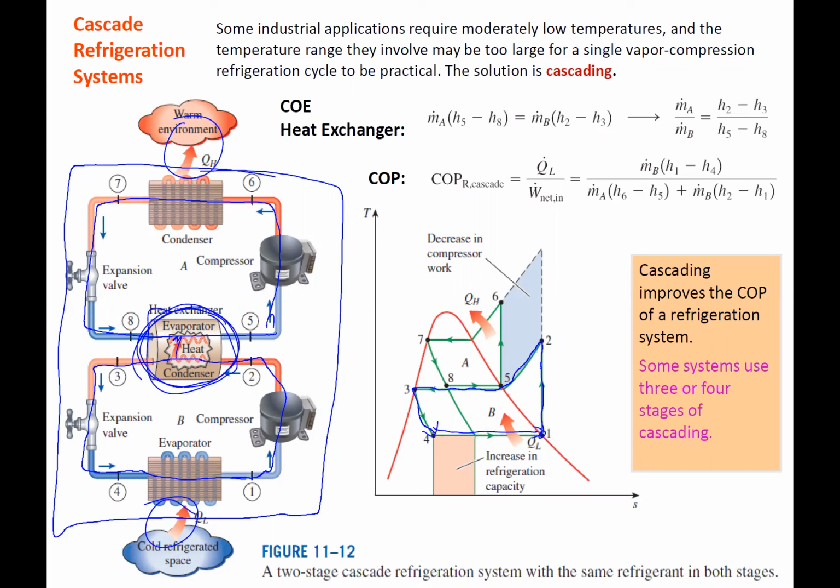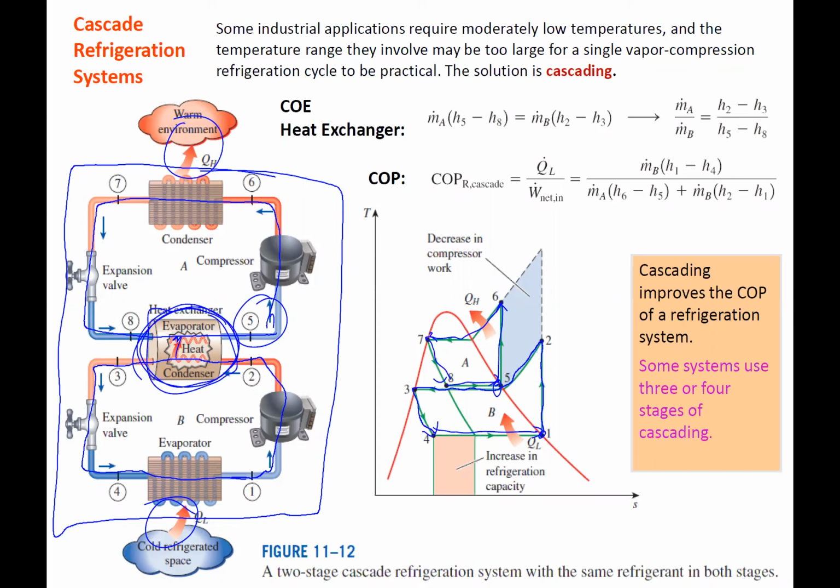Now we have the upper one. We'll start at the inlet to this compressor, state 5, again saturated vapor. So we go to 6, now we go to 7 through the condenser, 8 through our throttling valve or expansion valve, and then 5 through the evaporator section there, okay? So what does this mean to performance? We kind of just look at the areas.